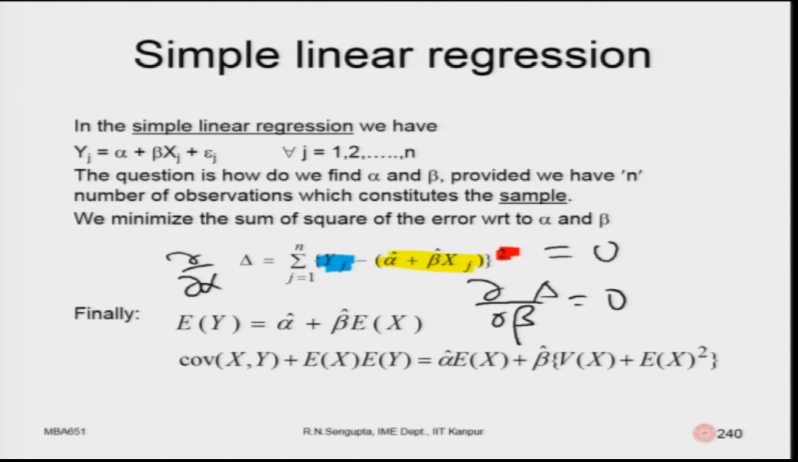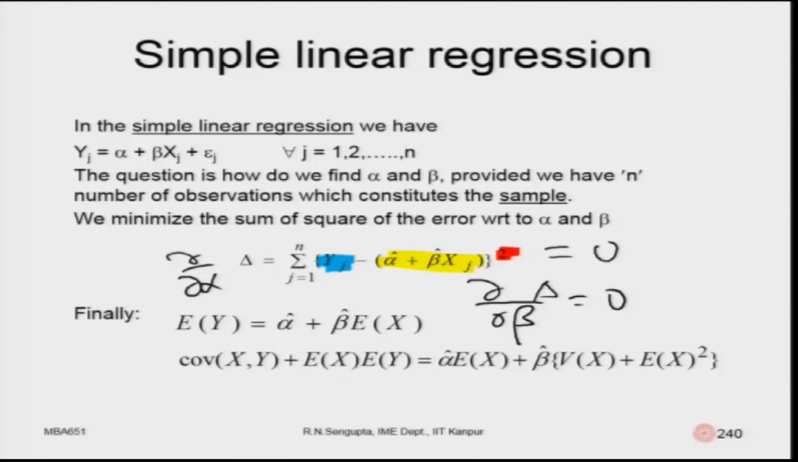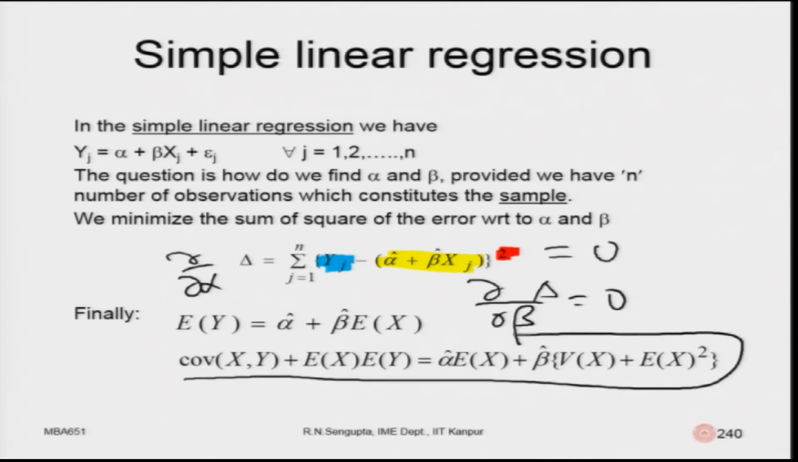So, finally, the expected value of y would be equal to the estimated value of alpha, which is alpha hat, plus beta hat, which you have already found out, into the expected value of x, because in that case the error is not there, since you are predicting. And now, obviously there would be a covariance of x and y. We did mention the covariance of the error with x is not there, but there would be a covariance between x and y, and that covariance of x and y plus the expected value of x into the expected value of y would be given by the equation. We will be utilizing it later on accordingly.